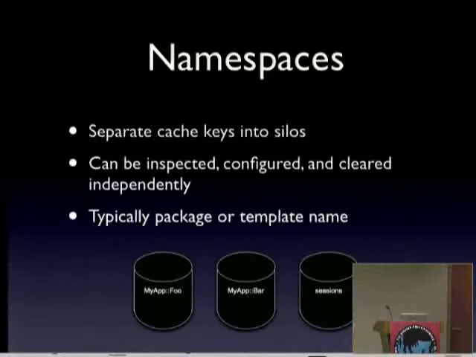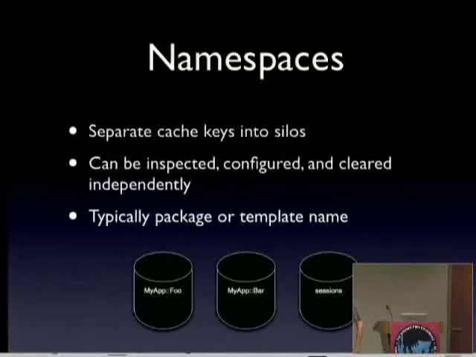But in general, you can inspect and configure and clear these namespaces independently. So for example, you can say, all right, this particular namespace, I want to see what all the keys are in this namespace without seeing any of the others. Or I want to configure this namespace to go to the file system, but this namespace to go to memcached. Or I want to clear everything in this namespace without touching anything else. Now, this is not always possible. Like memcached in particular makes this kind of difficult, but in most drivers, this is possible.